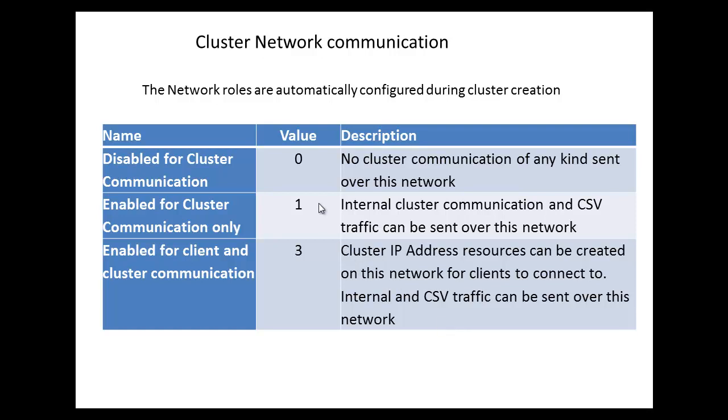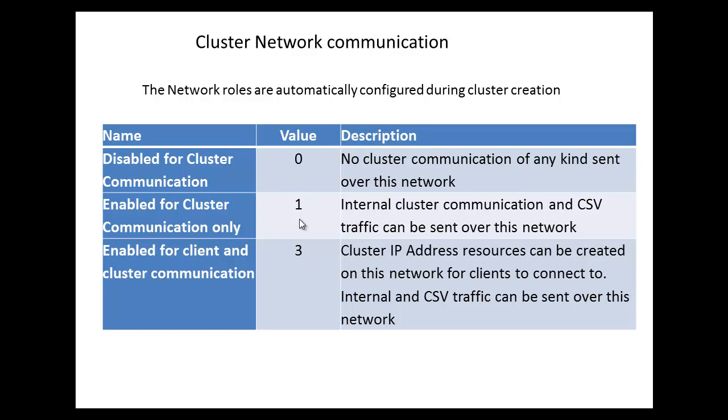You can have different roles. If the role that you want to configure has no communication at all, you don't want any communication to be sent over the network, then the role that is configured would be 0. And this role is disabled for communication. If you want communication to be sent over the network for the cluster only, then that type of network is automatically created and the value of that is 1.